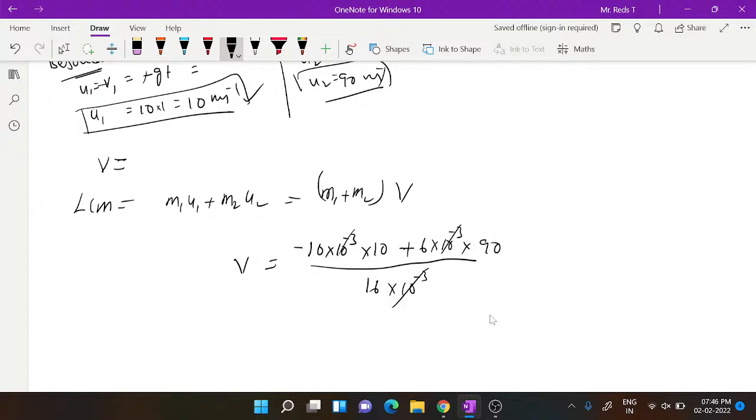The 10 to the power minus 3 gets cancelled, you take it out common. Then we get minus 10 into 10, minus 100, plus 9 into 6, 54, so 540, divided by 16. So 540 minus 100, 440 by 16. Simplify this, you get this. What they have given, fractions or decimals? Decimals. So the answer is 27.5 meters per second.